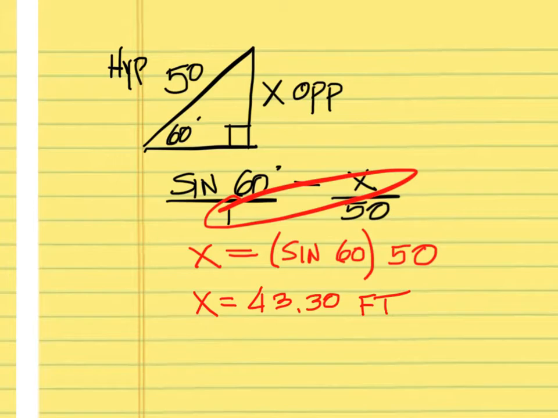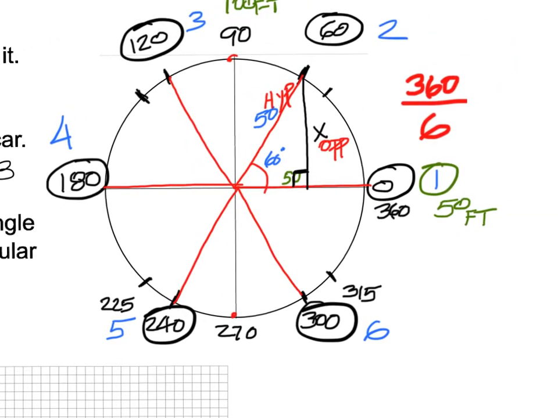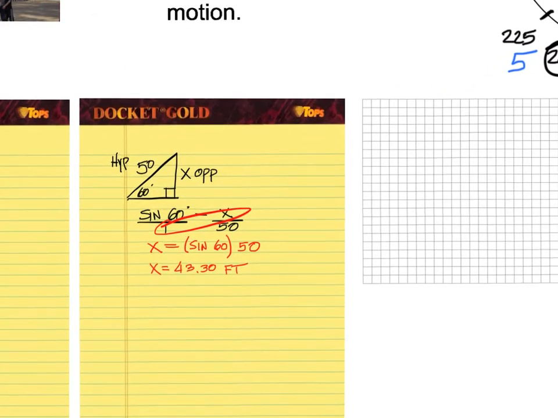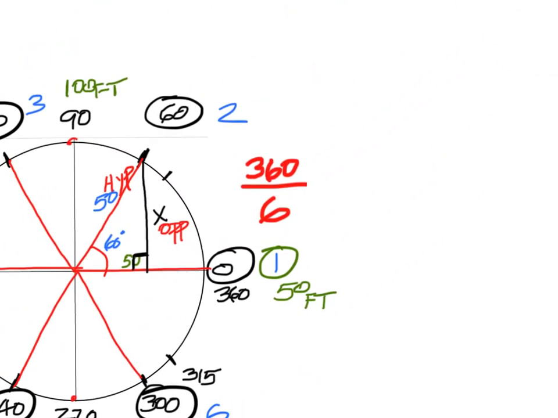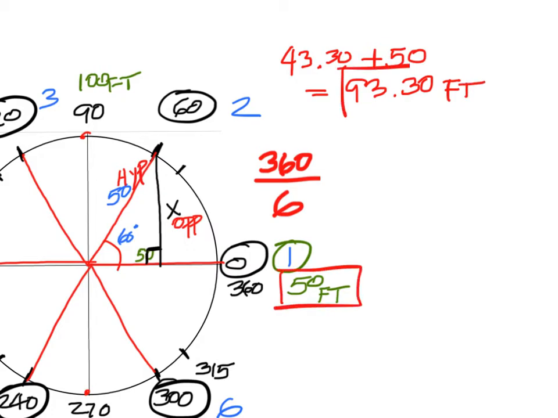Is that the height of the car above the ground? No. What do we have to add to that? You have to add 50 feet, right. So for car 2, we came up with 43.3. So we have to do 43.30 plus 50 feet, which should give us 93.30 feet. So there's car 1, here is car 2.